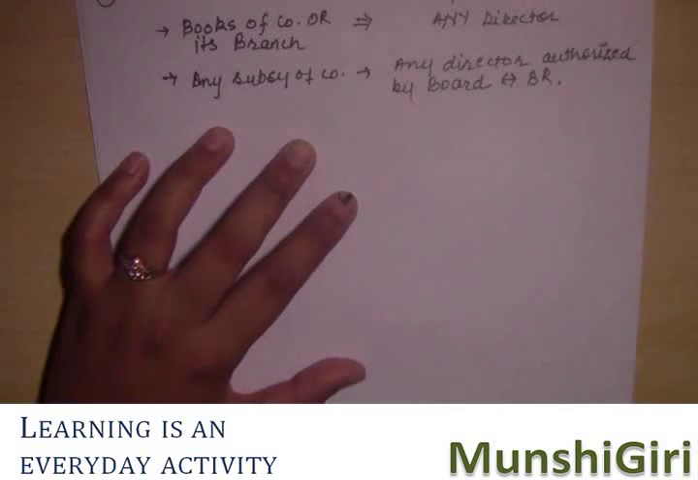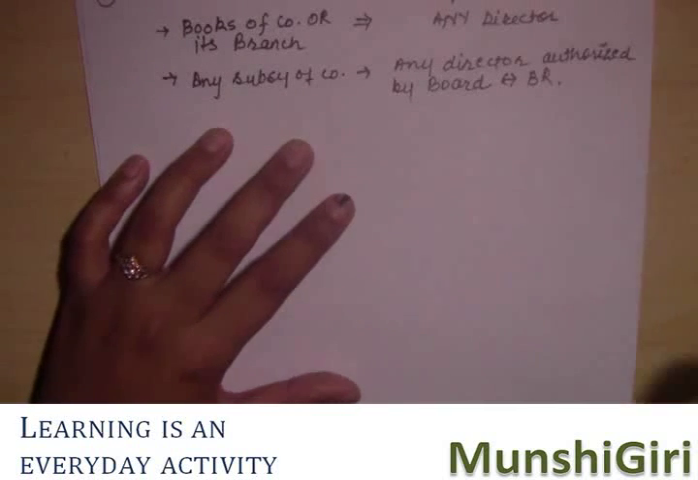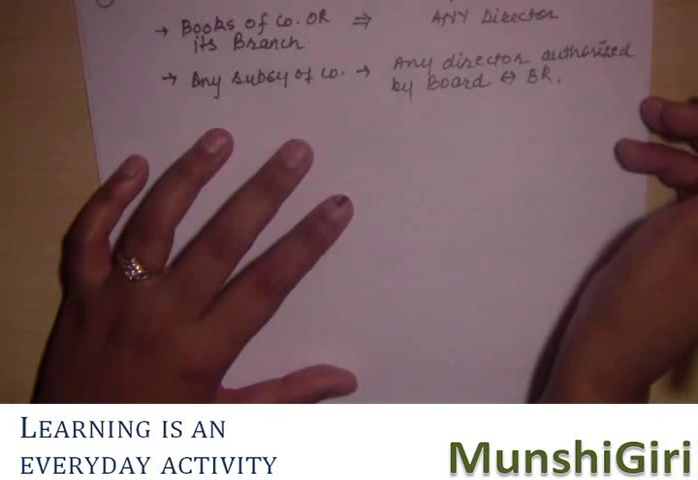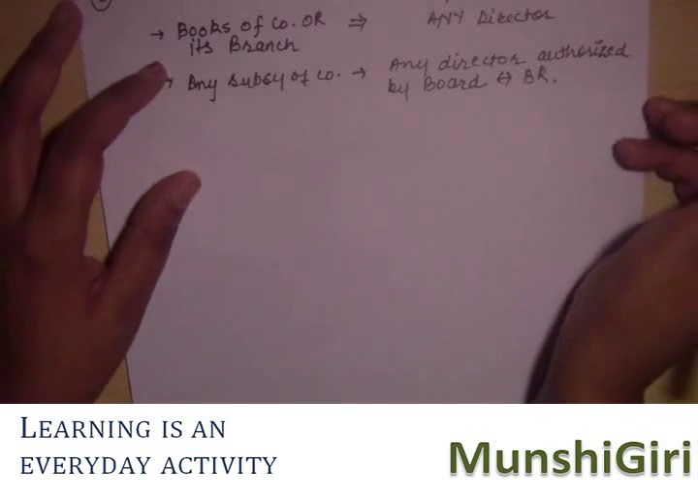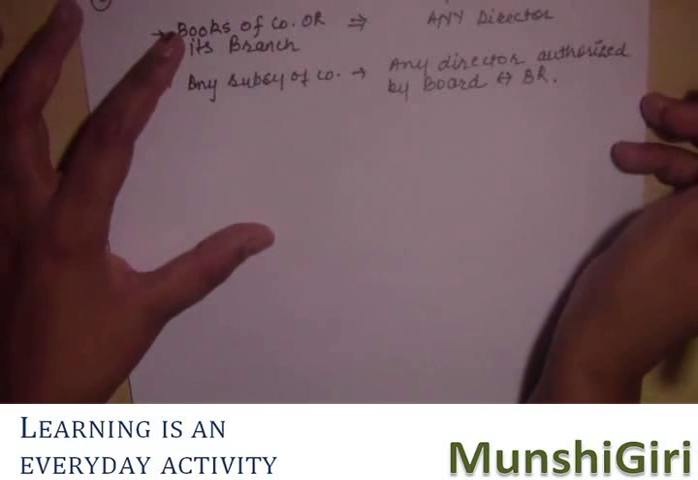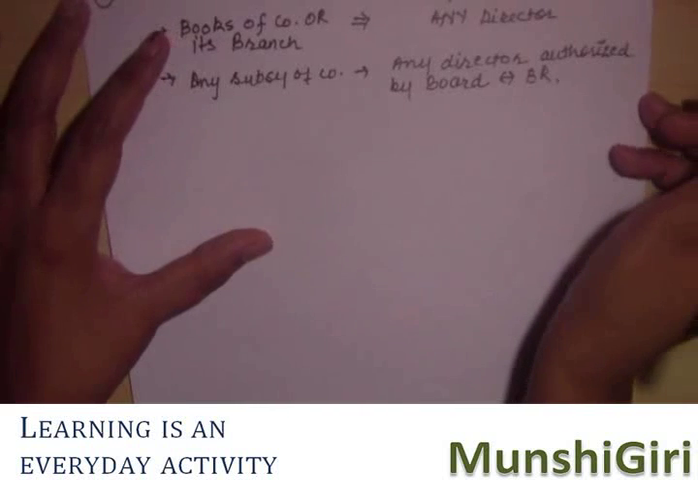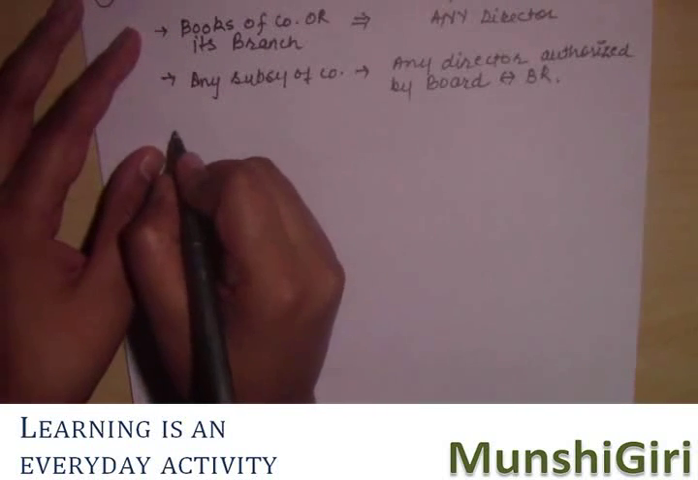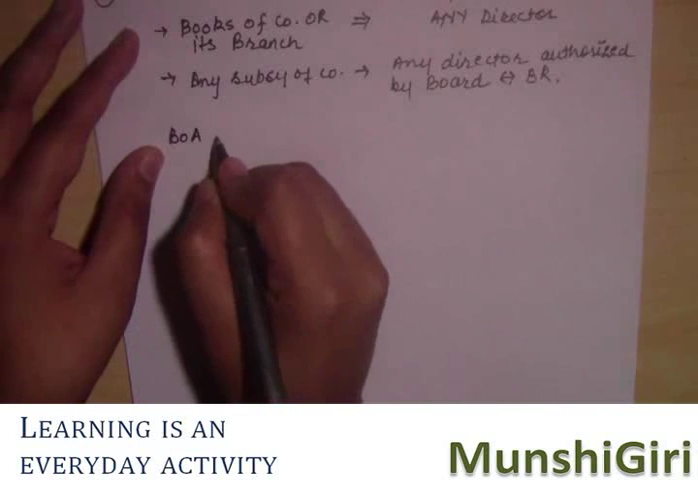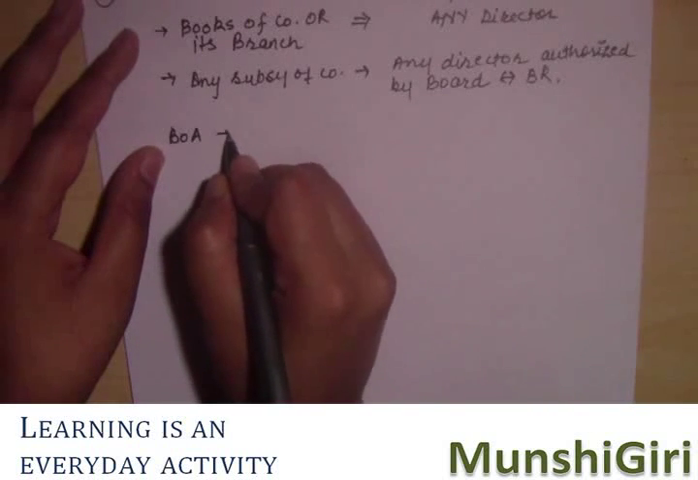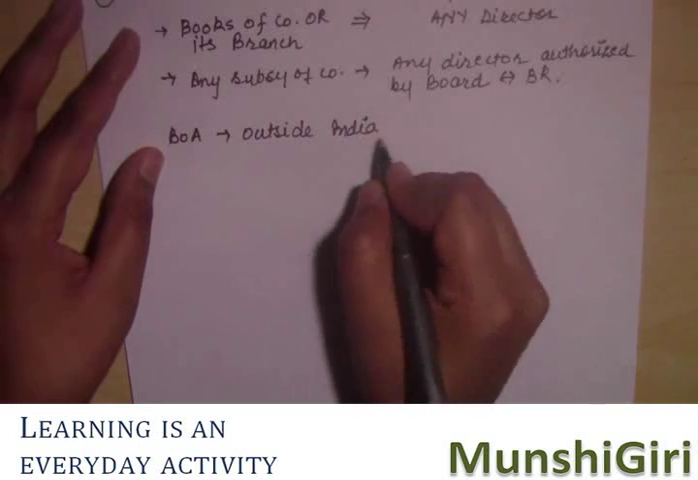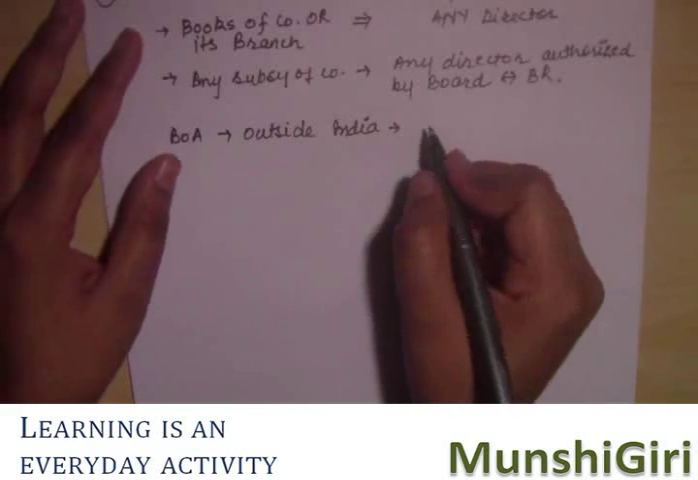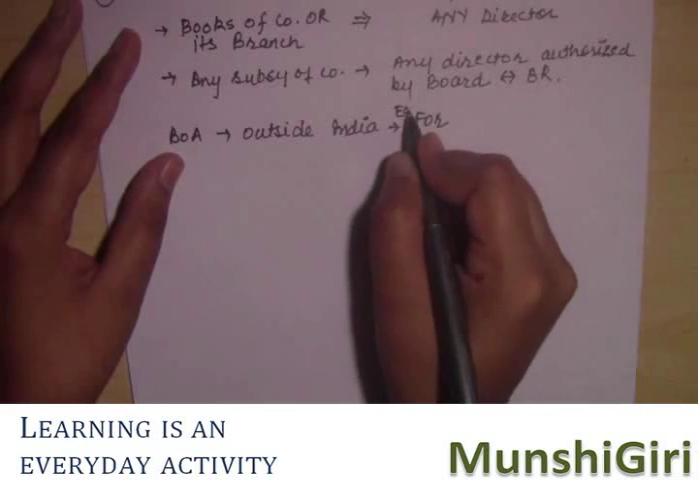Now, an important point here is that only a director of the company can inspect the books of accounts and not its representative or the agent. Okay, now there can be a case that the books of accounts of the company are not kept in India. That is, books of accounts are maintained by a company outside India. This can be a case in the case of foreign branches of a company.